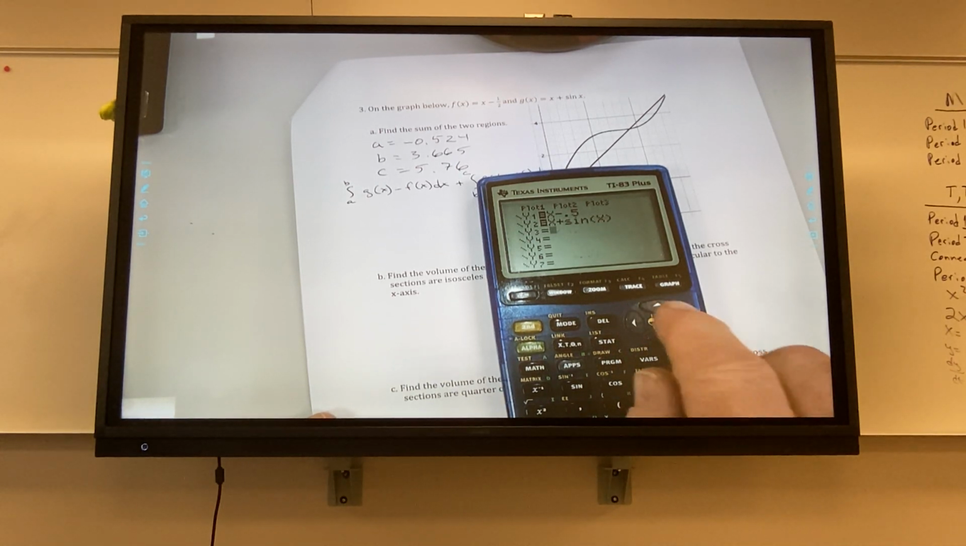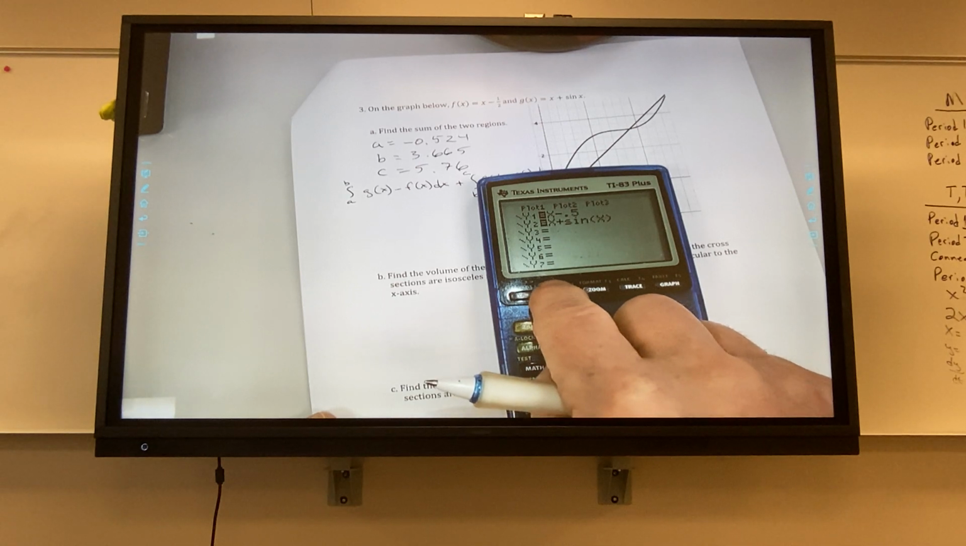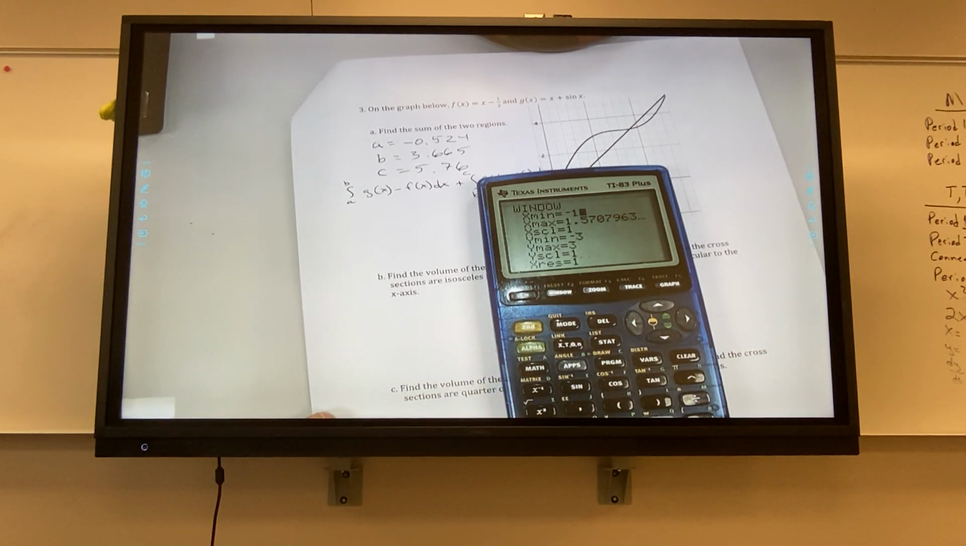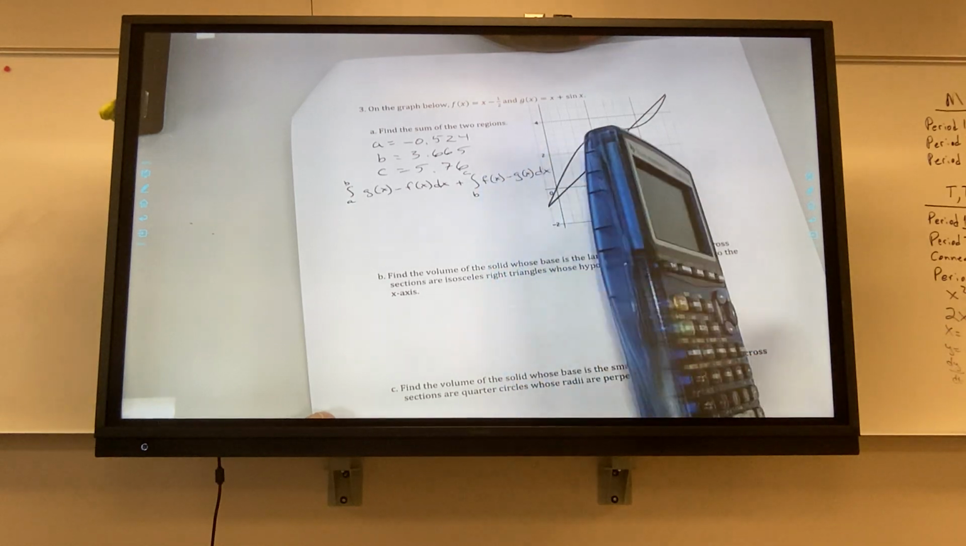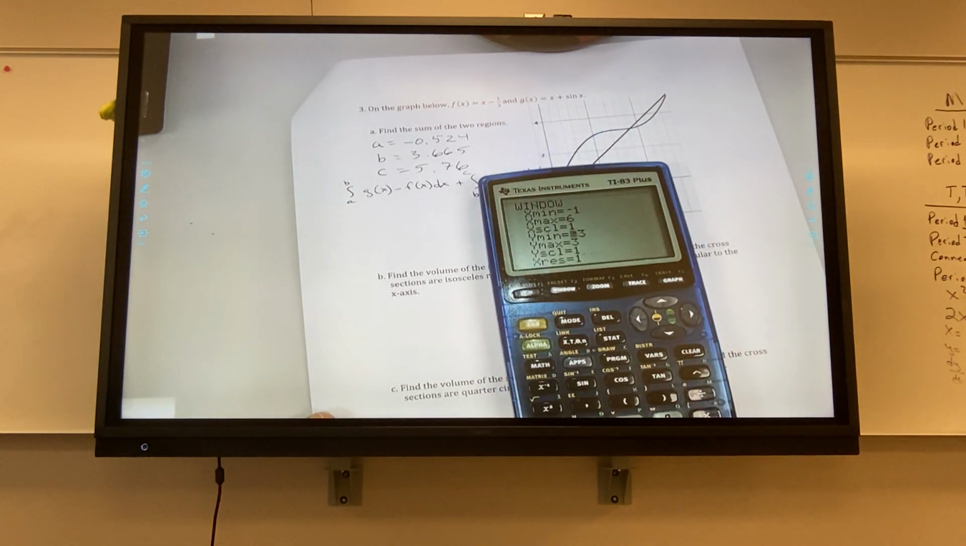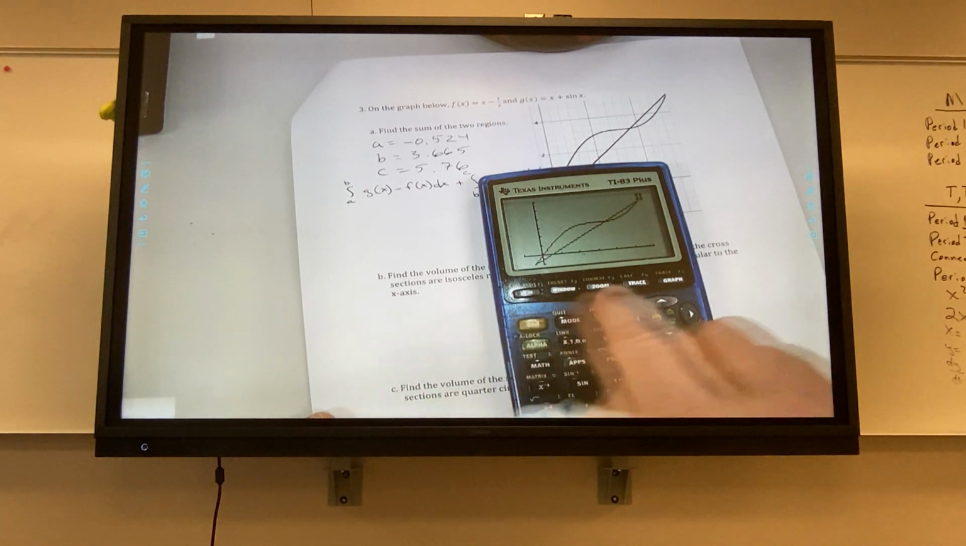And, make my window -1. Did I go 6 before? And I want -1. I think I went 6 above too, didn't I? Graph. There it is. So you have that, correct? Yeah. And you know how to figure out the intersections? Or no? Yeah.